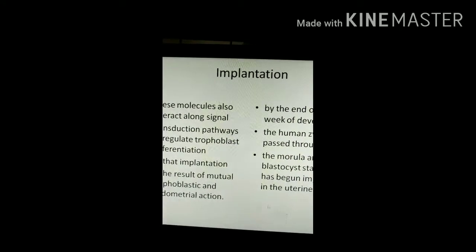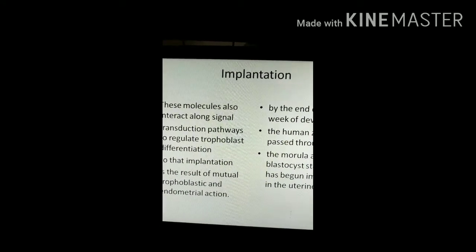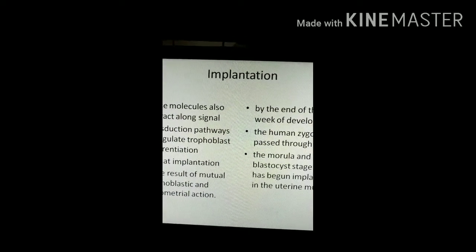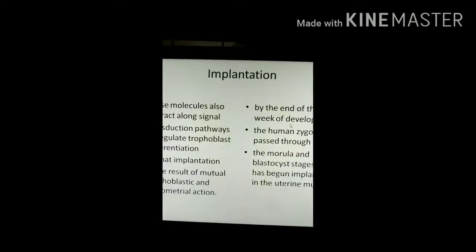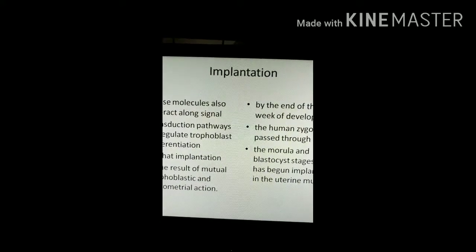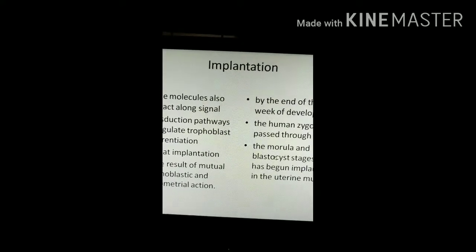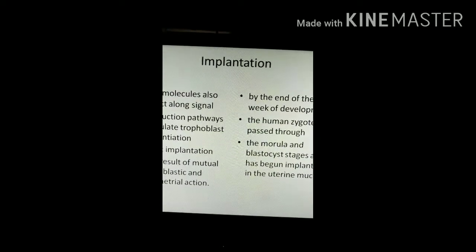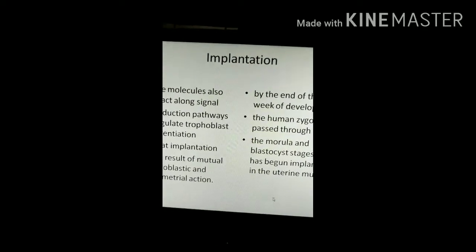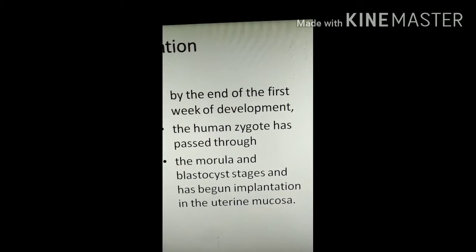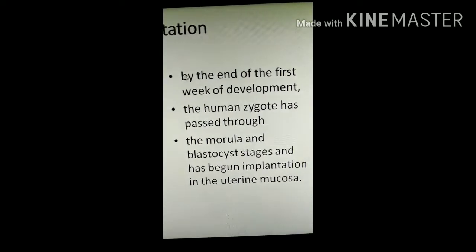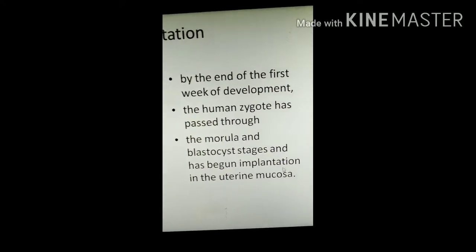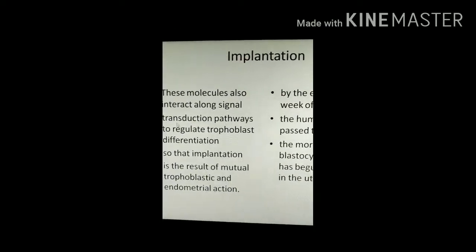If we summarize implantation, it is actually the result of mutual trophoblastic and endometrial actions. By the end of the first week of development, the human zygote has passed three critical steps. First is the morula, then the blastocyst, and last is the beginning of implantation in the uterine mucosa. So the three critical stages are morula formation, blastocyst formation, and the beginning of implantation.